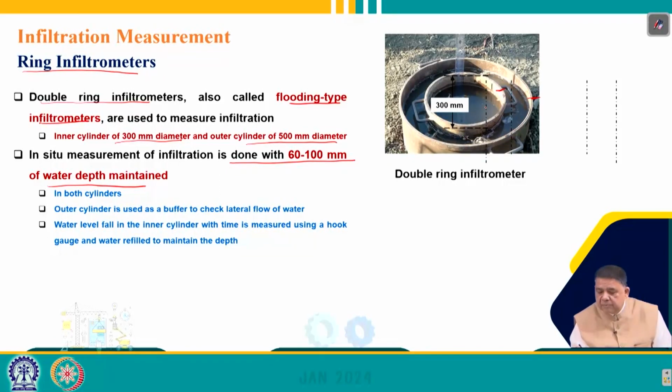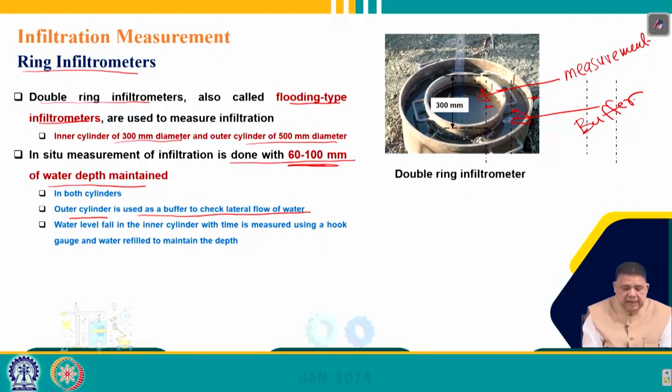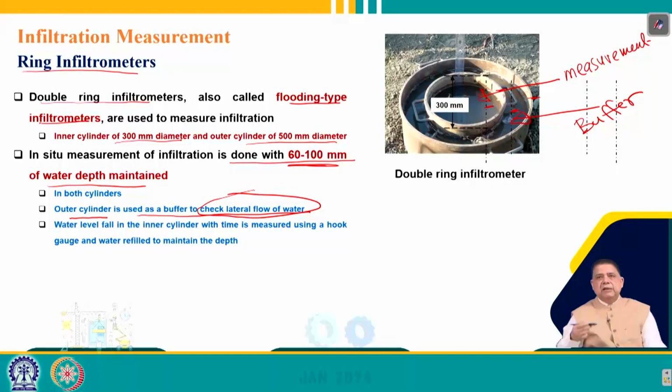So, while doing the experimentation, the water level at both places is maintained between 60 to 1600 millimeters. And the outer cylinder is used as a buffer to check lateral flow of water. Actually, infiltration measurement is done in the inner cylinder, whereas the outer cylinder is used for creating the buffer, and that buffer is to check the lateral flow of water, because as we have seen, infiltration means water entry from the soil surface, and typically that has to be vertical.